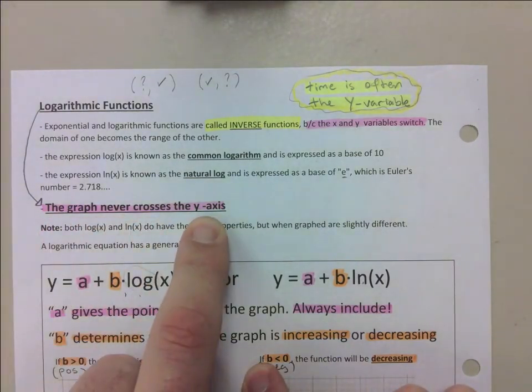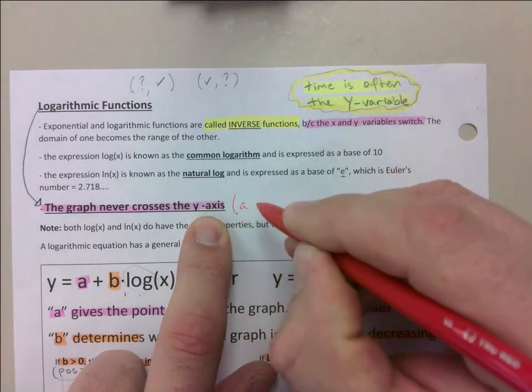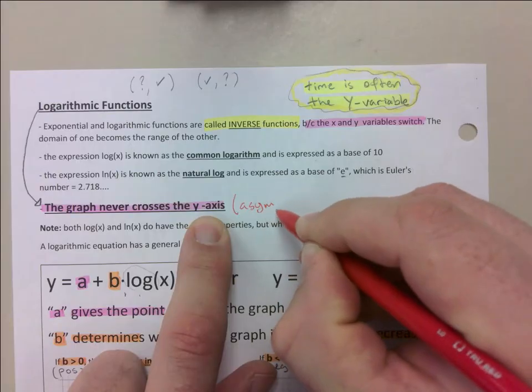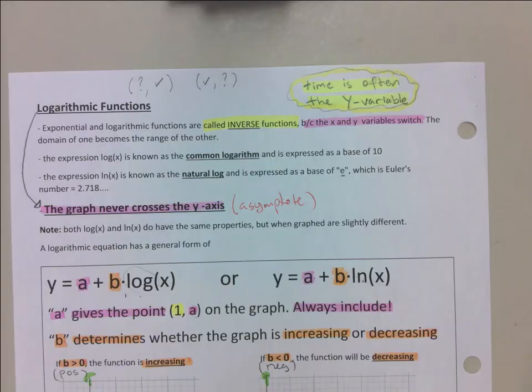The graph never crosses the y-axis. That is due to the asymptote. Okay, it never crosses the y-axis. The exponential never crosses the x-axis, whereas logarithmics, they never cross the y-axis. Okay, so remember that.